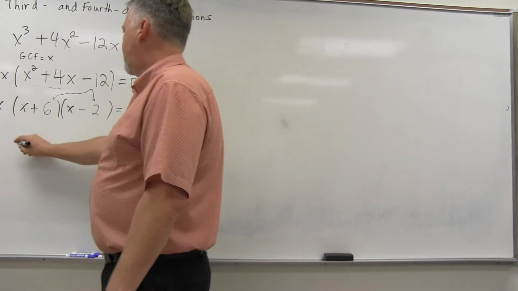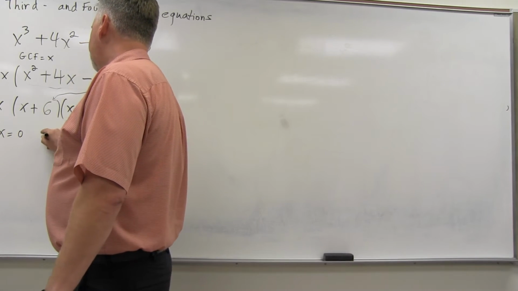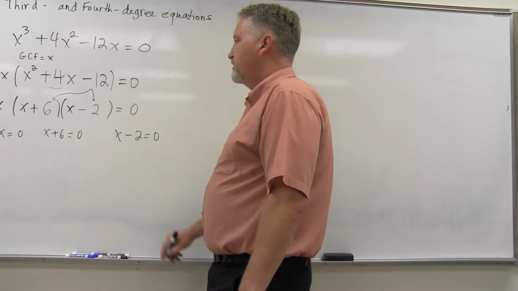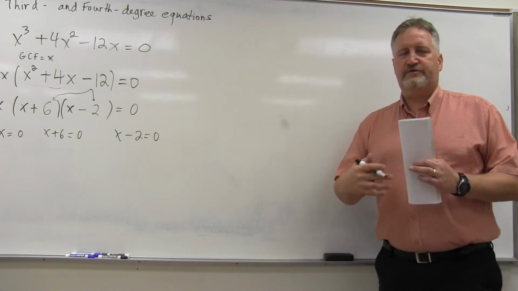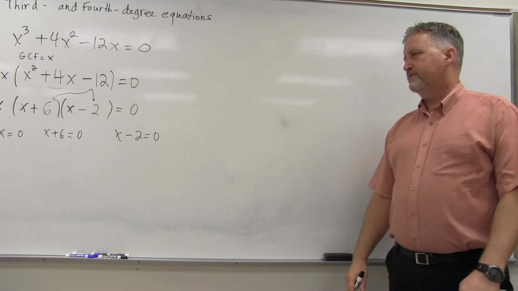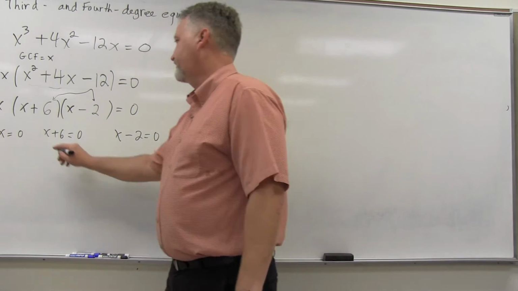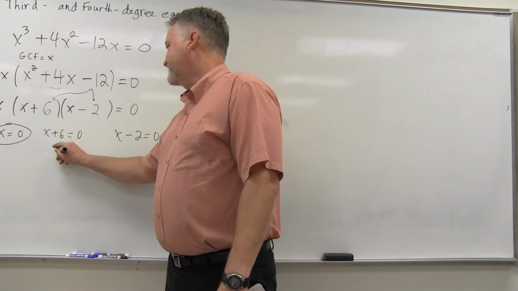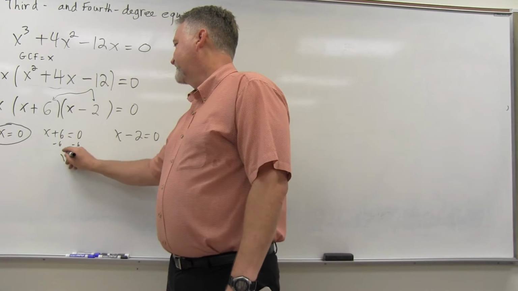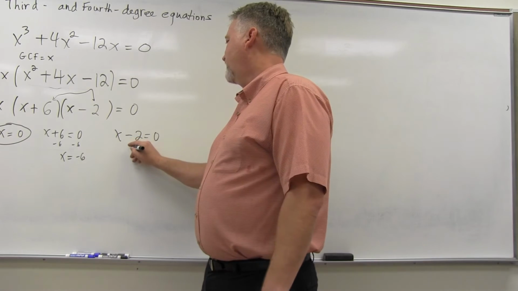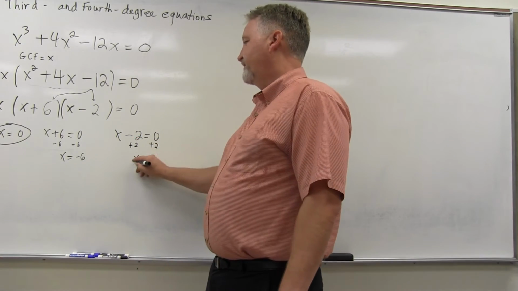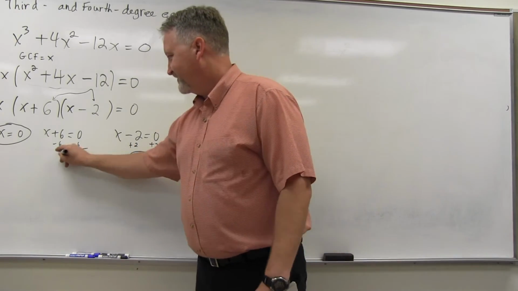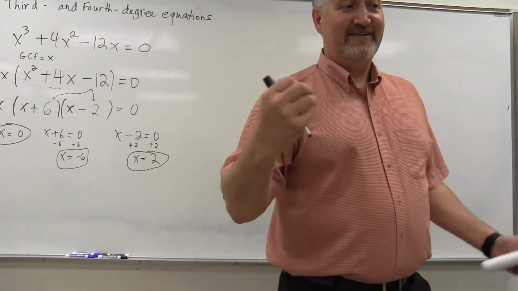Yeah, so now we've got it all set up, don't we? X equals 0, x plus 6 equals 0, x minus 2 equals 0. One of those factors has to equal 0, so we're going to set them all equal to 0 and see which values of x make them 0. Of course, that one's done. Subtract 6, and add the 2, and we got 2. How many answers? 3. We got 3. Yeah, third degree, 3 answers.